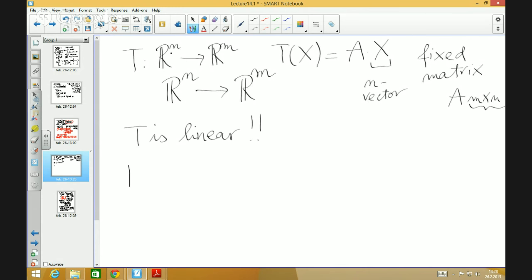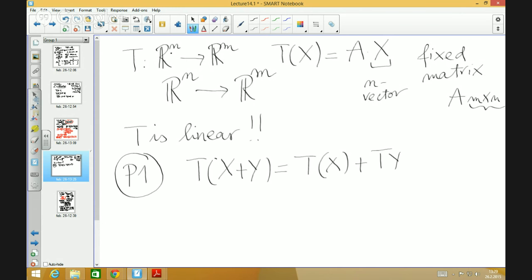Okay, so property number one. What we want to check is that T of x plus y is equal to T of x plus T of y. Well, let's see whether that's the case. Now, T is induced by the matrix A. So this means that T of x plus y is equal to A times the vector x plus y.